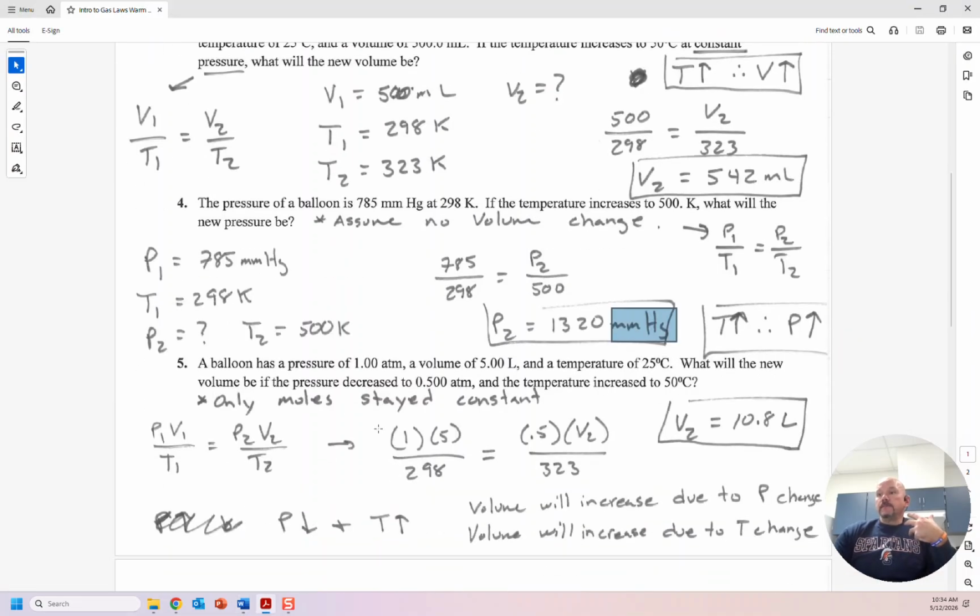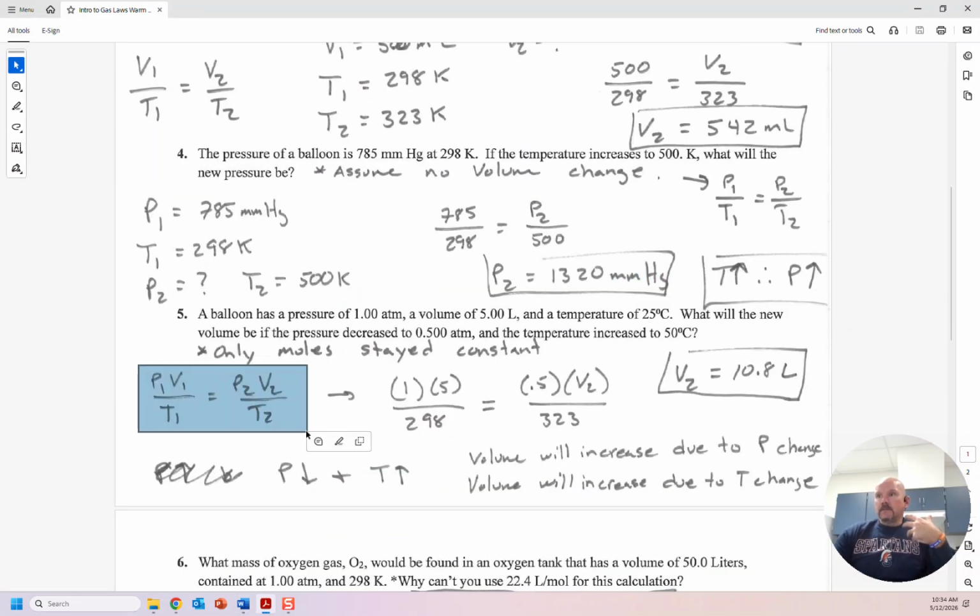All right. So we got our combined gas law. P1 was 1 atmosphere. V1 was 5 liters. T1 was 298 Kelvin. P2 was 0.5. V2 is our unknown. And T2, again, we had to add 50 to 273, and that's how we got our T2, okay? So now we're solving for this. So what are we going to do? We're going to do 1 times 5 times 323, and then we're going to divide that by 0.5, and then we're also going to divide by 298, and that will give us our V2.